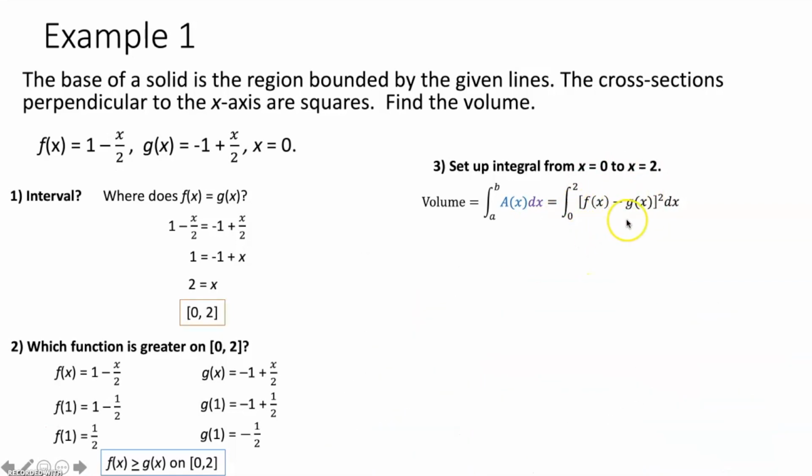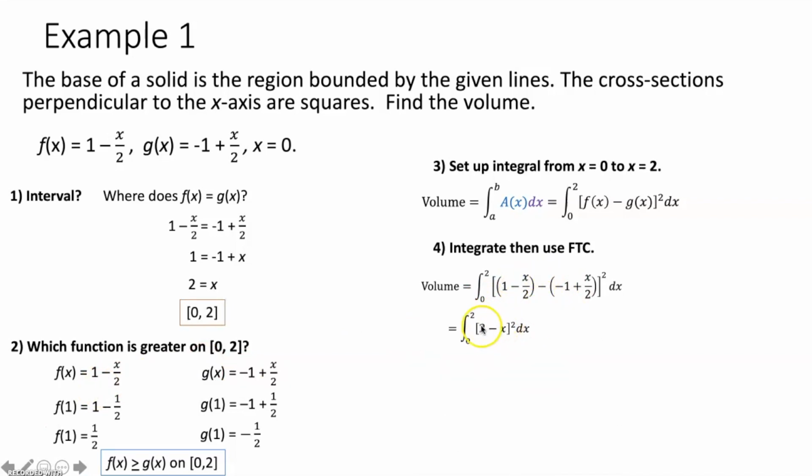So now all I have to do is evaluate this definite integral. I'm going to plug in what each of those functions were equal to, and now I simplify inside of the brackets. 2 minus x, the quantity squared, is the same thing as 2 minus x times 2 minus x, so I FOIL that out, simplify, and now I can evaluate this definite integral using the fundamental theorem of calculus.